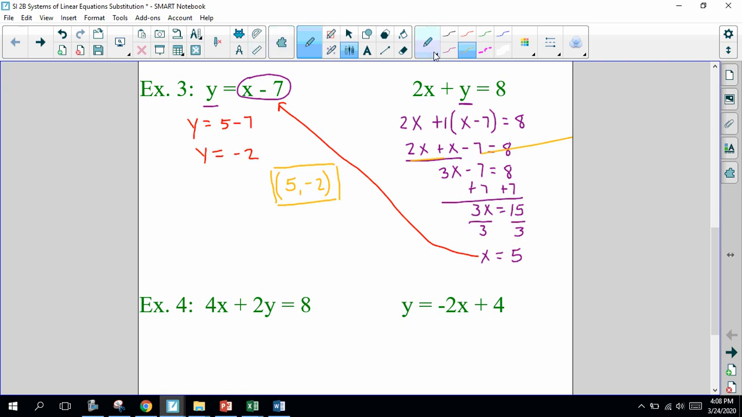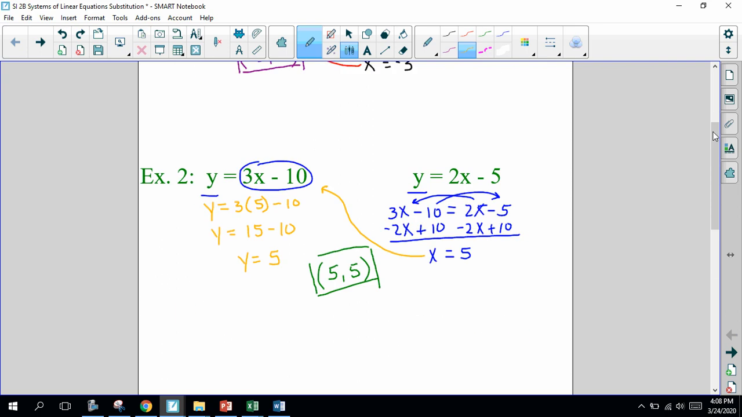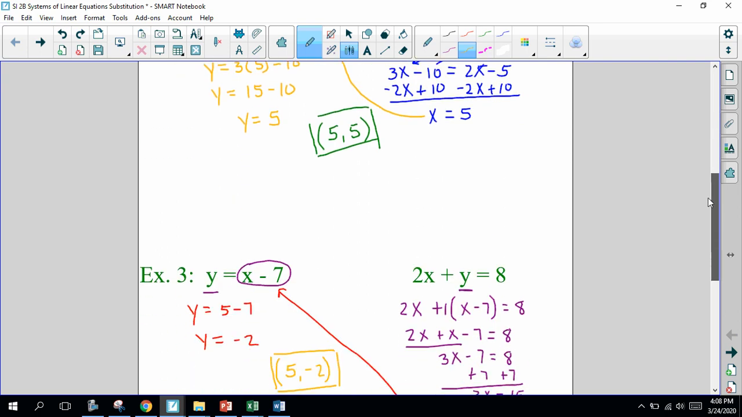A little extra scratch there on the board. I'm doing undo for that. And here we go. On to our next problem. Number 4.